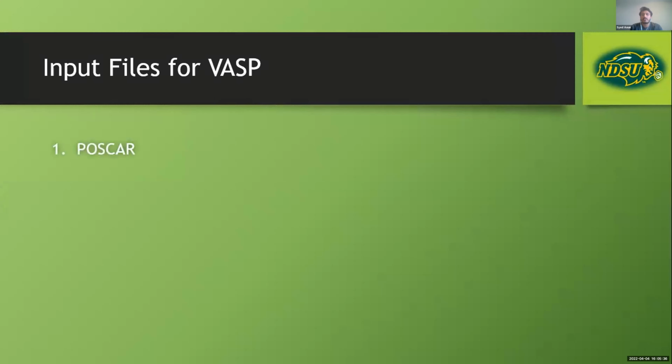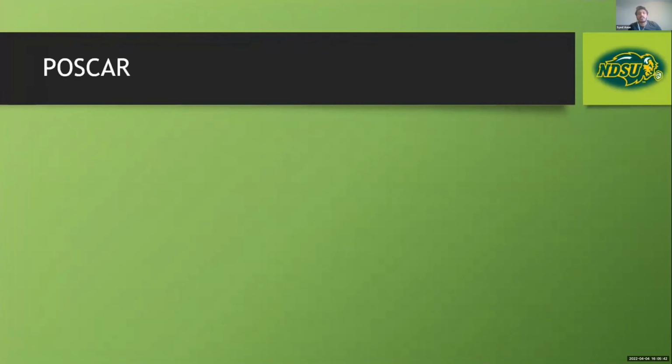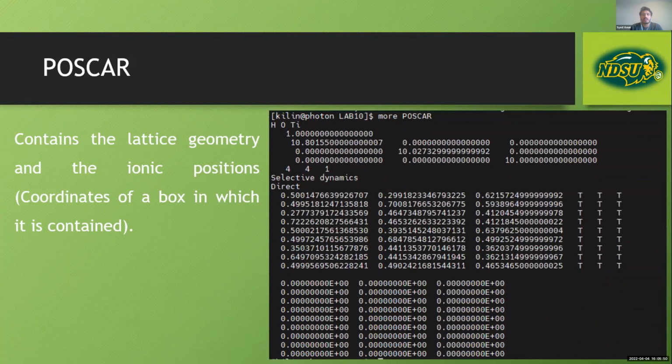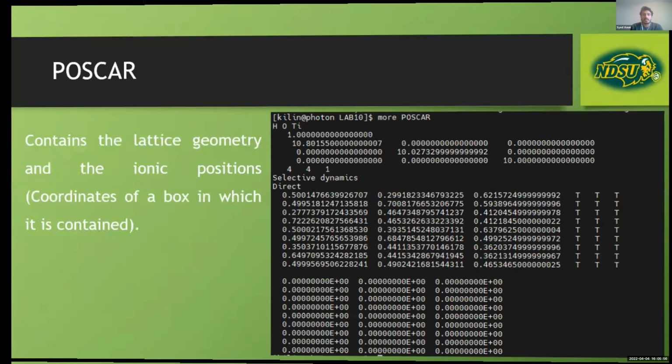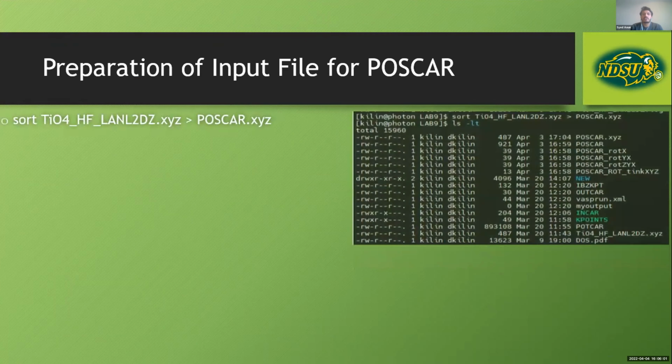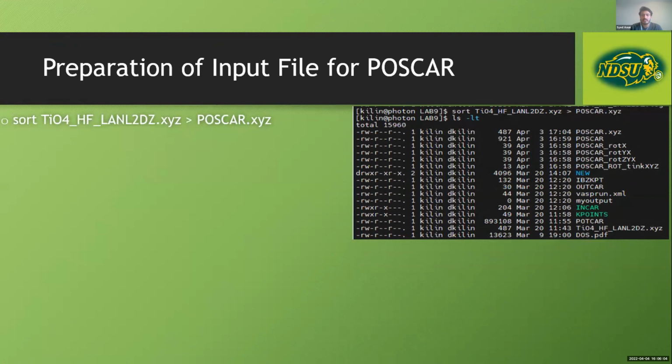Then come the input files for VASP. We already know there are 4 input files for VASP: POSCAR, INCAR, KPOINTS, and POTCAR. POSCAR is basically the position of the geometry, the box which contains the atoms and the electrons. These are the coordinates of that box, which we give in the POSCAR. POSCAR comes from the word position. For this, we follow a set of commands in which we convert our TiO4.xyz file into POSCAR, and then we can edit this POSCAR file as per our requirement.